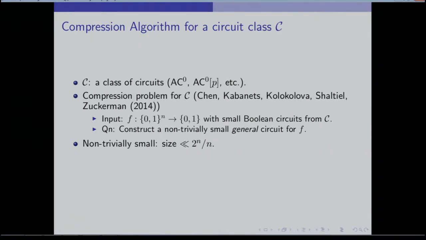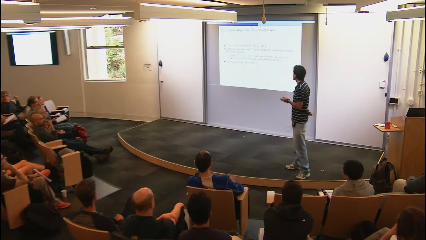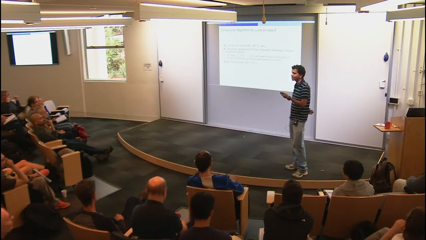Any questions about the definition? Yeah. What is just a small circuit? Or input. The input is a small Boolean. So the input is actually a truth table, right? And the promise is that it has a polynomial size circuit.